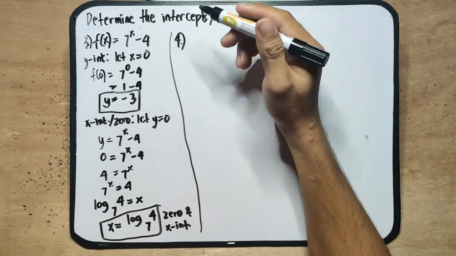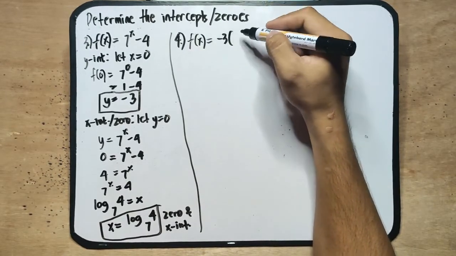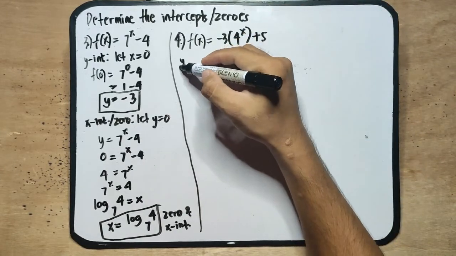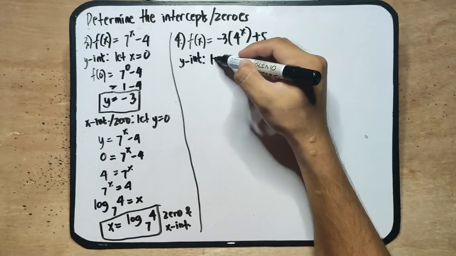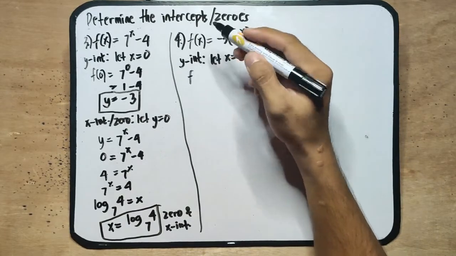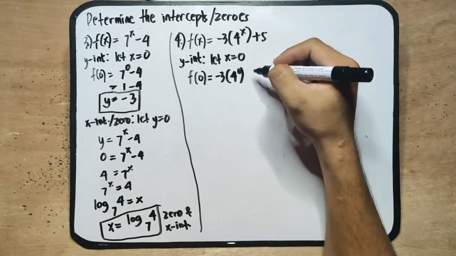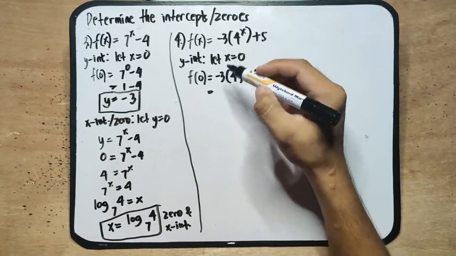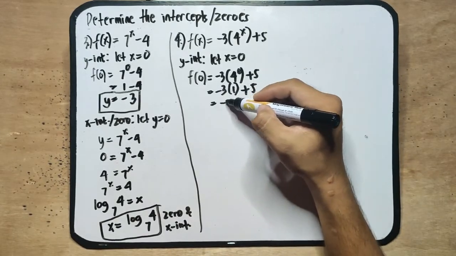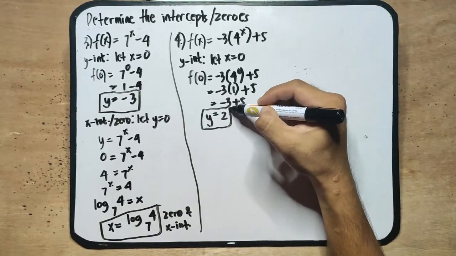For the fourth one, we have f of x is equal to negative 3 times 4 raised to x plus 5. So for the y-intercept here, we let x equal to 0. So substituting 0 to all the x's here, we have f of 0 is equal to negative 3 times 4 raised to 0 plus 5. So any number raised to 0 is 1. So negative 3 times 1 plus 5. So that is negative 3 plus 5. We have positive 2. This is our y-intercept.